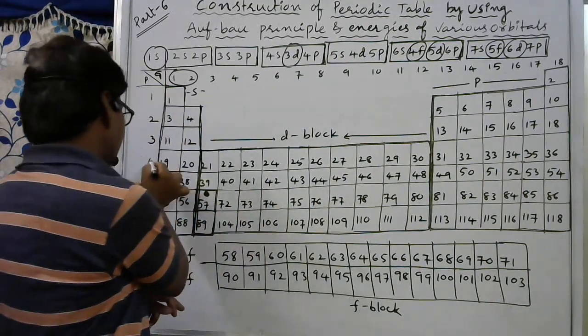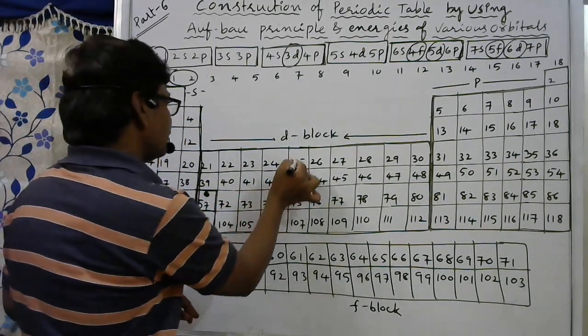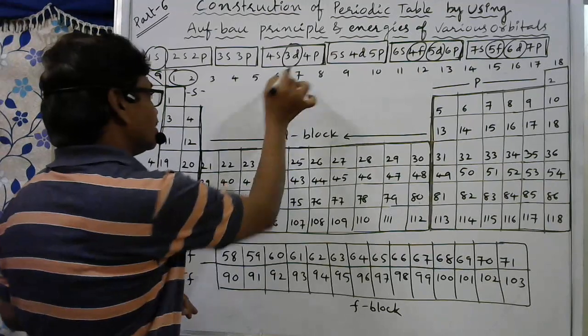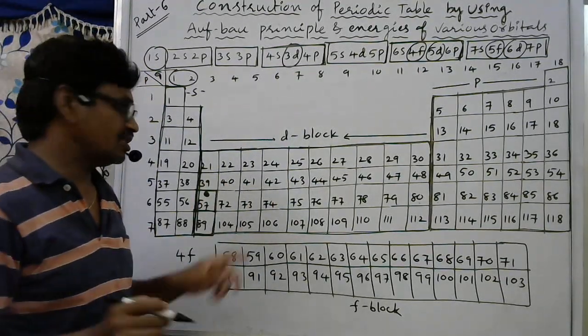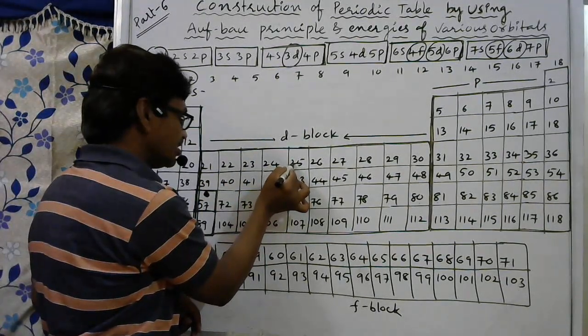It comes under which period? Fourth period again. Which group? Here, seventh. It is very easy. Here see, seventh means 2 plus 7. 25 is there, no? 2 plus 7.